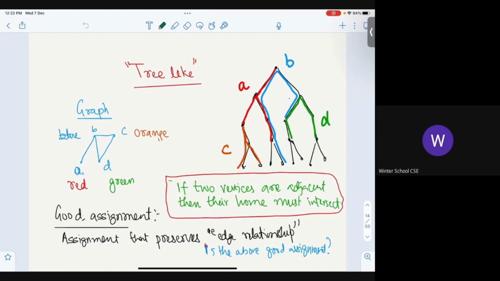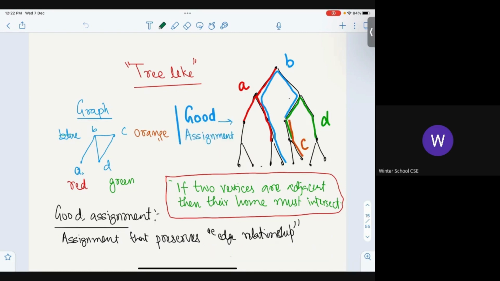Okay? So let's just be very clear. All I'm asking is that if they are not adjacent and they intersect, I don't care. But if the two are adjacent, their home must intersect. Is that clear? So it's just one way. It's not both ways. It's not if and only if. So definitely this is not a good assignment.